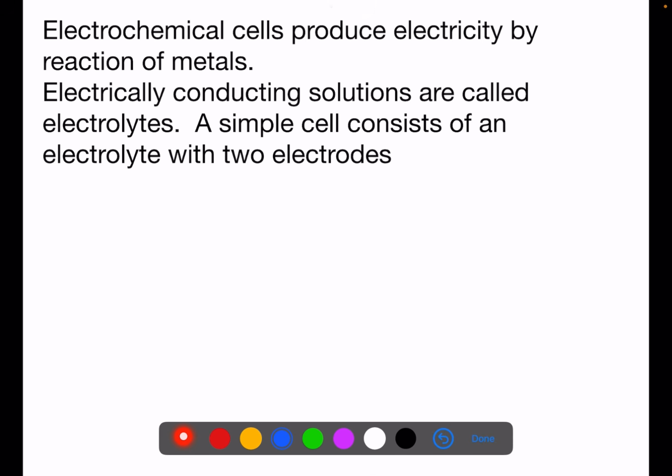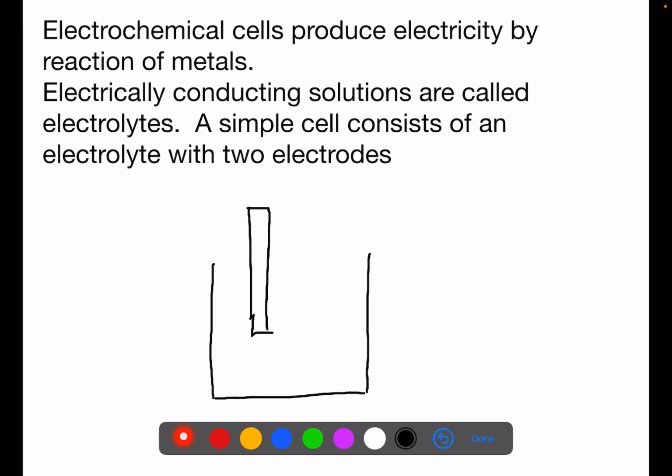Electrochemical cells produce electricity by the reaction of metals. Electrically conducting solutions are called electrolytes. A simple cell consists of an electrolyte and 2 electrodes. So for example, we could have a beaker here, and we'll put in 2 electrodes, so these have to be 2 different metals.